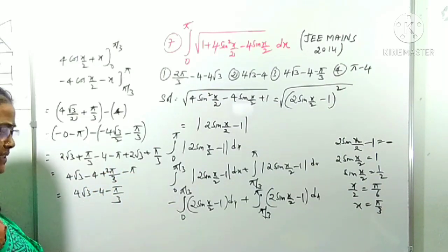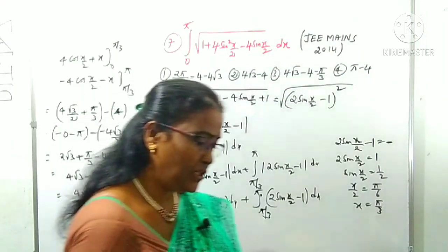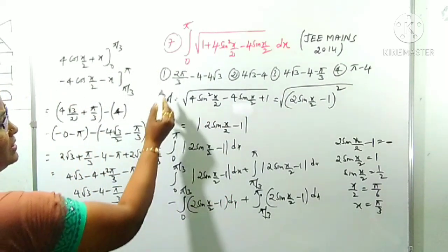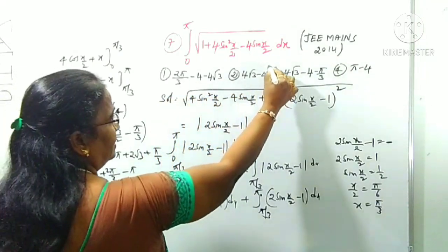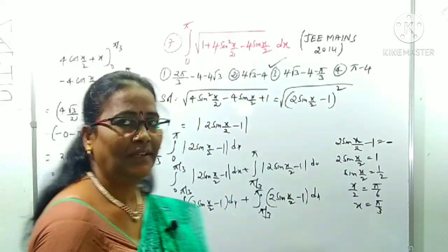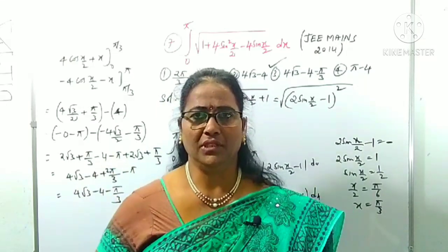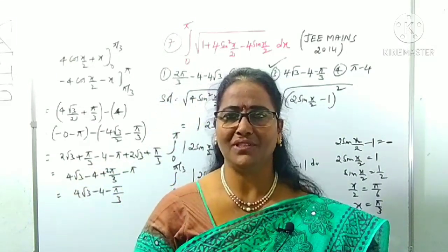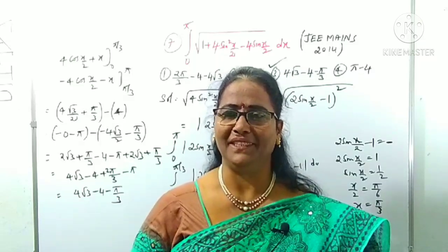No need to convert into degrees also. What is the result? 4 root 3 minus 4 minus pi by 3. Which option? It's clearly third option. That's it. Okay. Calculation part is more because we have to convert the function into the step mod function as well as splitting. Application of integrations.